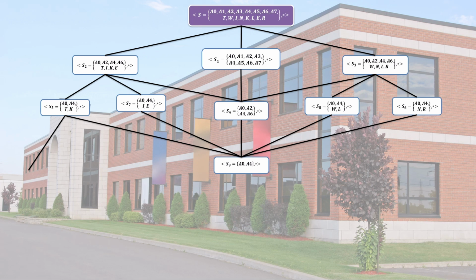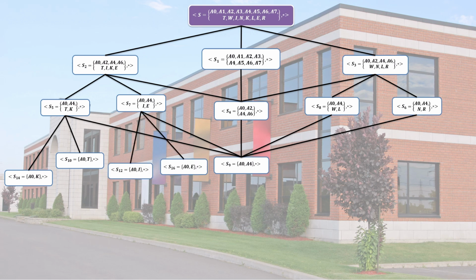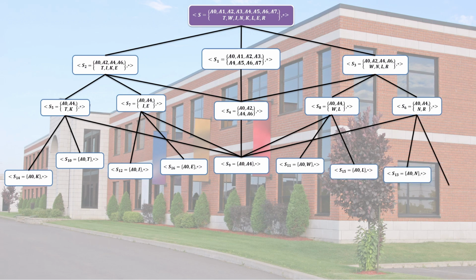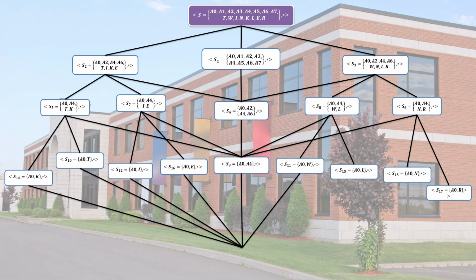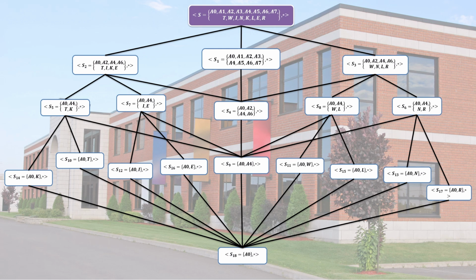Then next, under S sub 5 we have S sub 14 and then S sub 16. Under S sub 7 we have S sub 12 and then S sub 16, and then under S sub 8 we have S sub 11 and then S sub 15, and under S sub 6 we have S sub 13 and then S sub 17. And lastly, all of these are connected to our trivial subgroup, which is S sub 18.